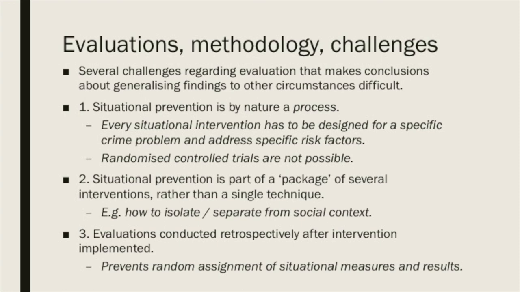The second point is that situational prevention is usually part of a package of multiple interventions rather than a single technique. So something we want to think about is how do we isolate specific elements from the social context within which they are applied. The third point is that evaluations are usually conducted after an intervention has been implemented. So you can't randomly assign situational measures and results. And that just would not make sense, because each intervention is designed for a specific problem and specific risk factors. It's very context sensitive.